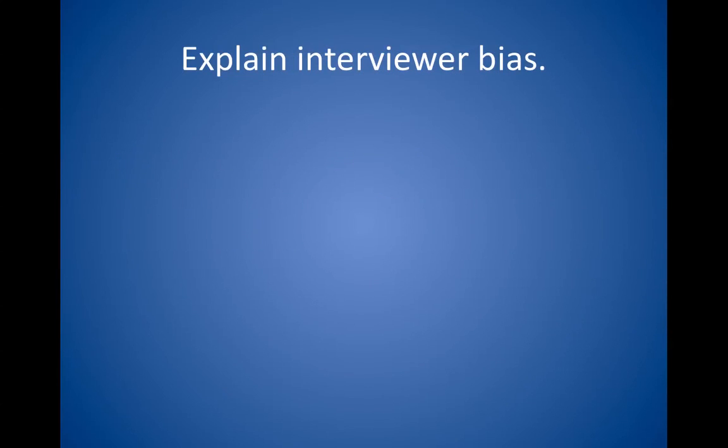Explain interviewer bias. Interviewer bias occurs in the absence of blinding. The scientist receives big money to do a study and wants to find a difference between cases and controls. Thus, he or she may inadvertently call the same patient comment or outcome, quote, not significant in the control group and, quote, significant in the treatment group.